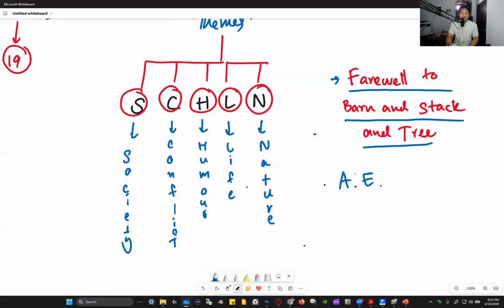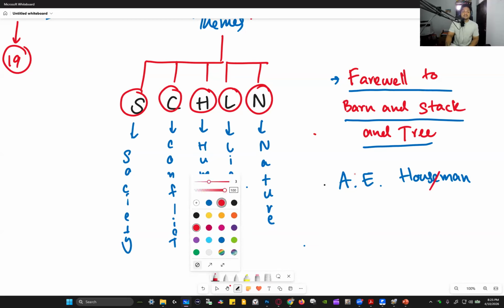Housman. How do you spell his name? H-O-U-S-M-A-N, Housman without the E. There is a typing error, a typo in our appreciation book. Housman is spelt without the E. Housman is his actual name.